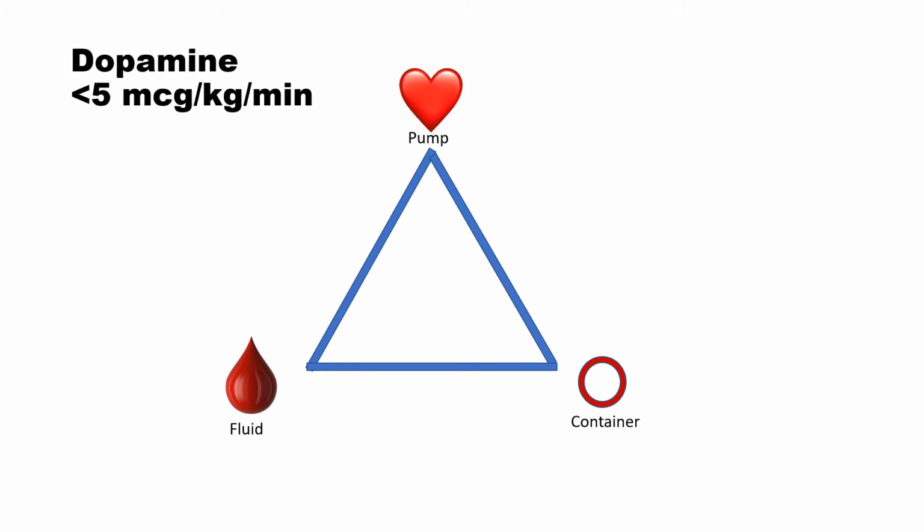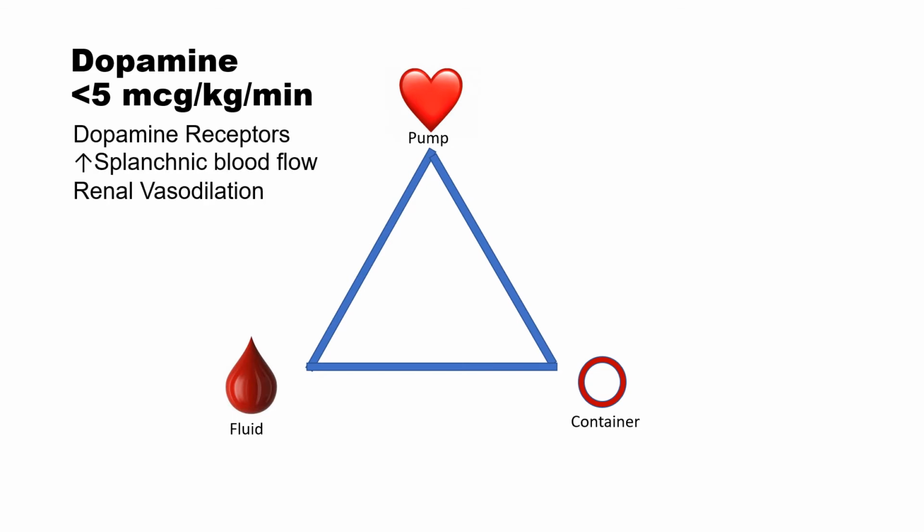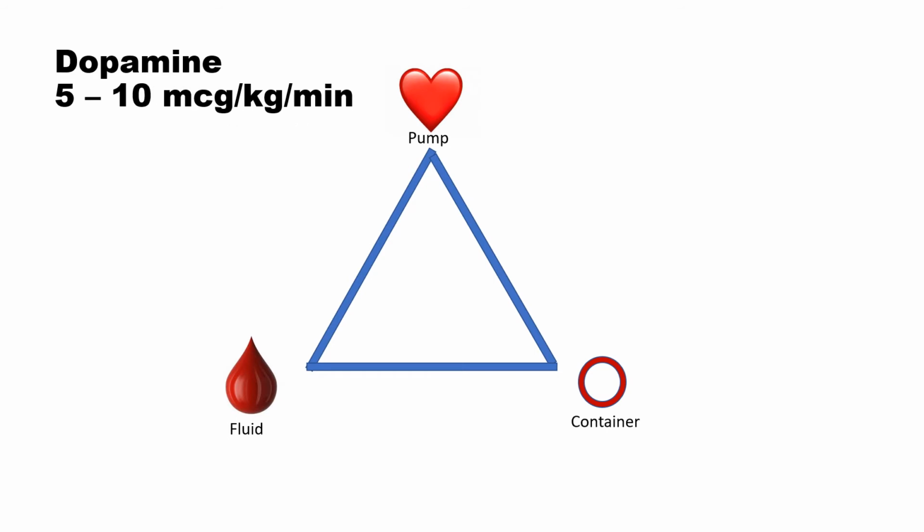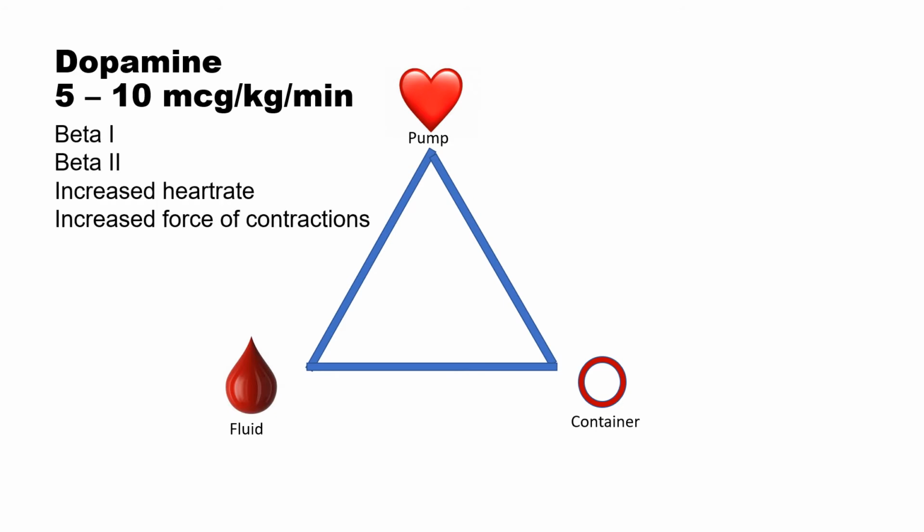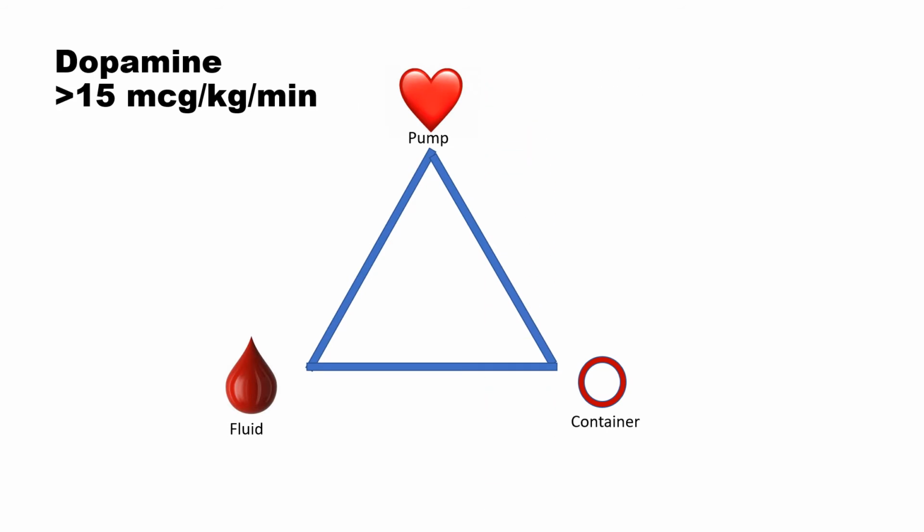Dopamine is divided into 3 different dose segments. Less than 5 micrograms per kilogram per minute acts on dopamine receptors, increases splanchnic blood flow and renal vasodilation. EMS doesn't often use it at that rate in Rhode Island. Dopamine at 5 to 10 micrograms per kilogram per minute acts upon beta 1 and beta 2 receptors, increasing heart rate, increasing forced contractions. Dopamine administered at greater than 15 micrograms per kilogram per minute acts on alpha-1 receptors and achieves increased blood pressure through vasoconstriction, thereby increasing peripheral vascular resistance.